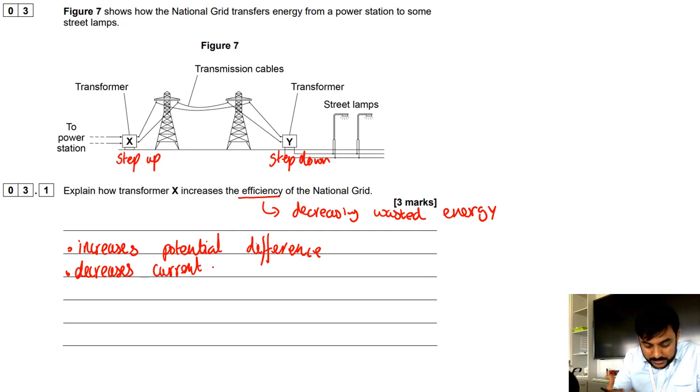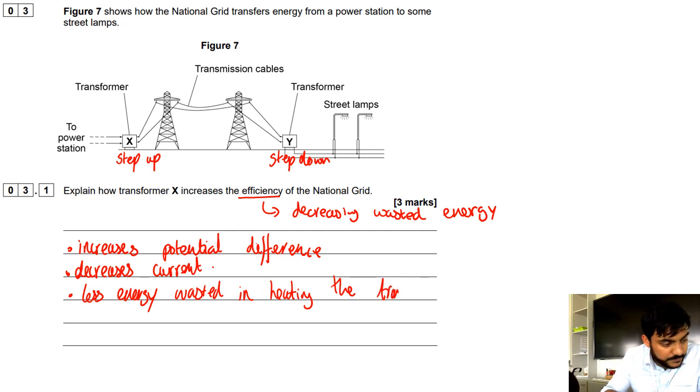If potential difference increases and current decreases, and remember, current contributes to heating up the wire, less energy is going to be wasted in heating the transmission cables. If less energy is wasted, it means it's more efficient.